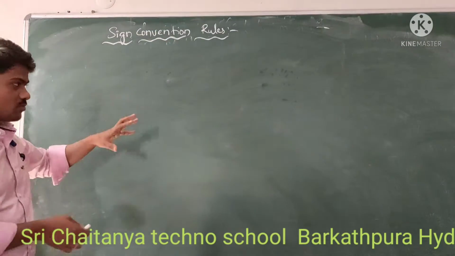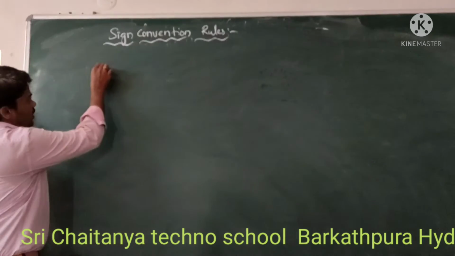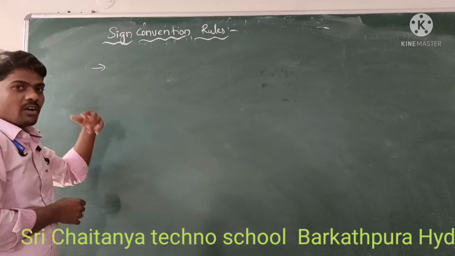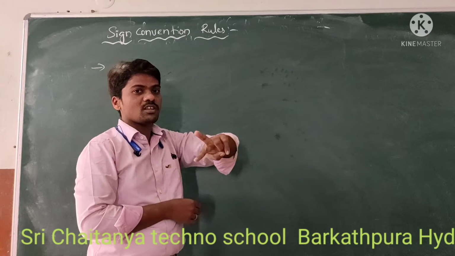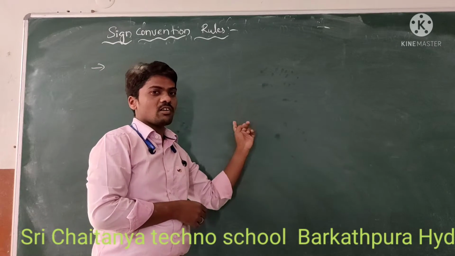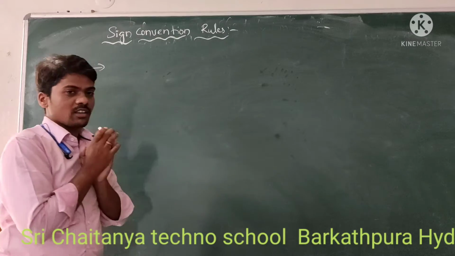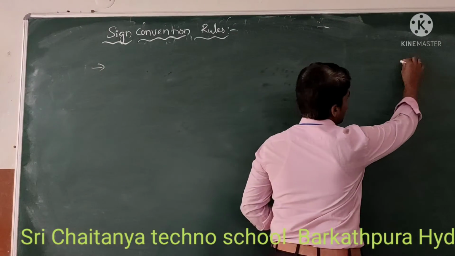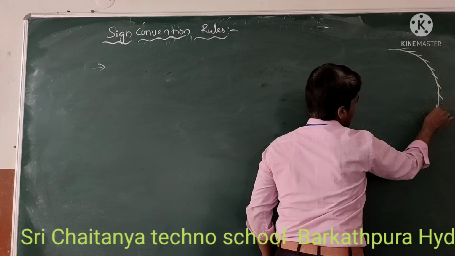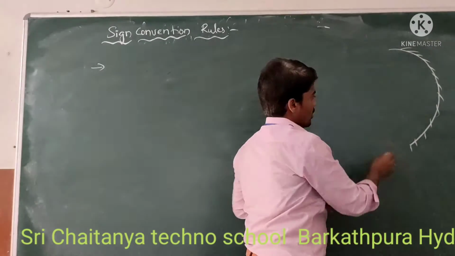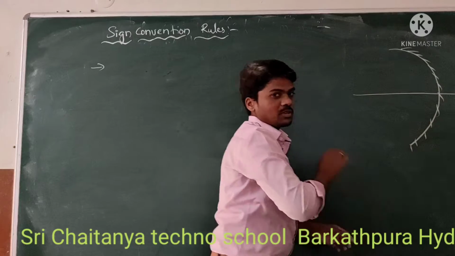Okay, what are the signs? What are the points? First point: if you take a spherical mirror, there are two types, concave and convex. Either concave or convex. Here we take the concave mirror. This is the concave mirror, and this is the principal axis.